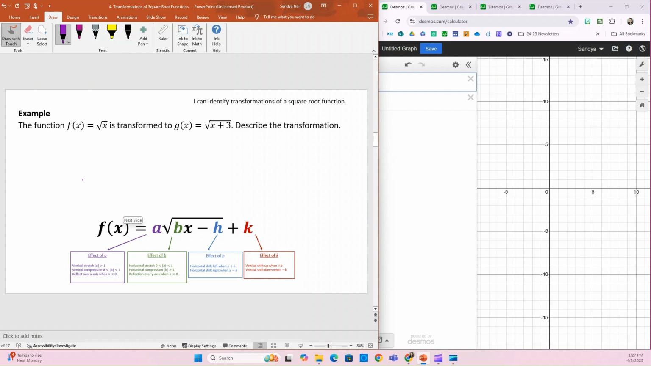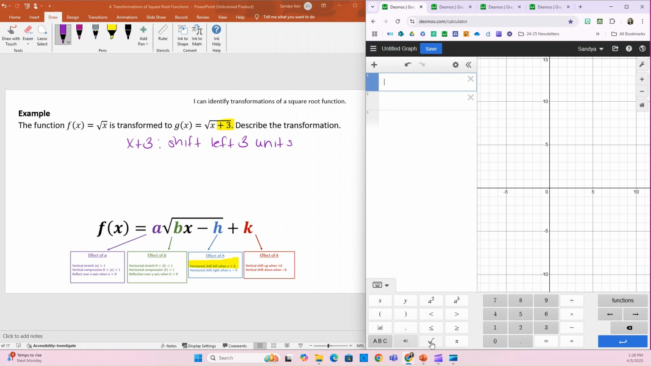Suppose the function f of x equals the square root of x is transformed to g of x equals the square root of x plus 3. Let's describe the transformations. I'm going to start by highlighting what I notice is different from the parent, which is that plus 3. That plus 3 is giving me an x plus 3 situation, so I have x plus h. Remember, that's going to represent a shift left. So that x plus 3 is going to be a shift left 3 units. And remember, those horizontal shifts are kind of the opposite of what we think they would be. So that's why it's always a good idea to graph in Desmos and verify.